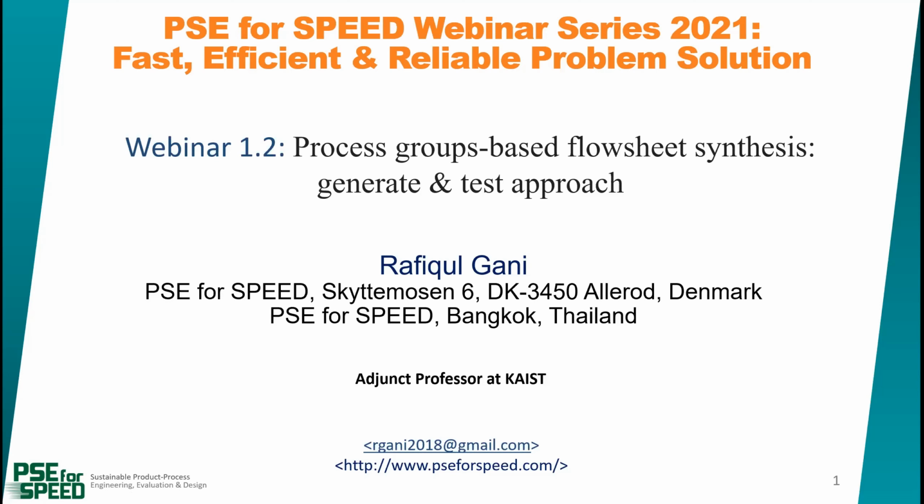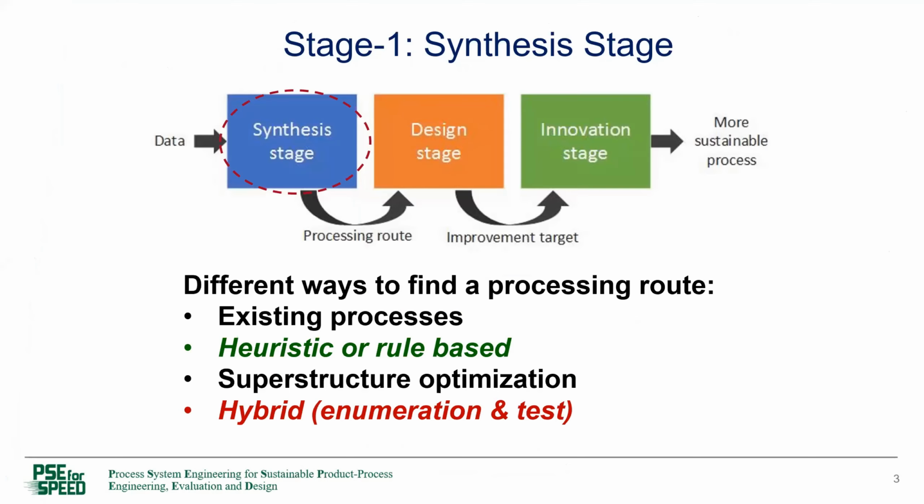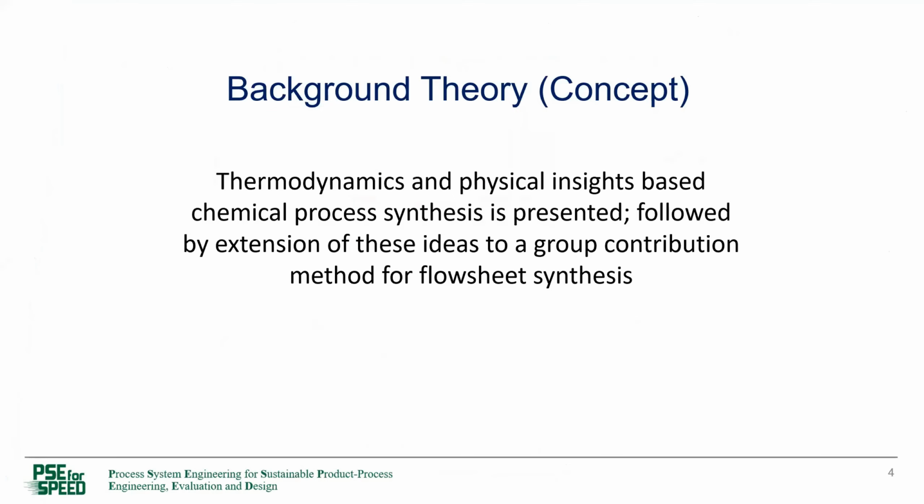So again, we want to convert raw materials to products and we want to find the flow sheet. But now we are not going to do the evolutionary method and come to one final flow sheet. We will generate all possible flow sheets. So this is the hybrid enumeration and test. Thermodynamics and physical insights based chemical process synthesis is presented, followed by extension of these ideas to group contribution method for flowsheet synthesis.